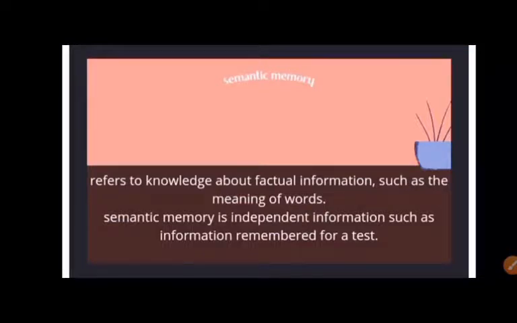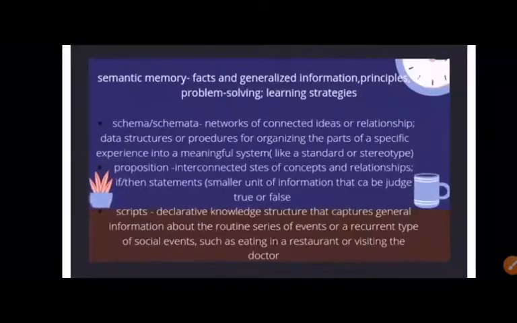For example, knowing that grass is green, and how to use a scissors. It is the facts, the information we gathered when we were young. The next is semantic memory: facts and generalized information, principles, problem solving, and learning strategies.